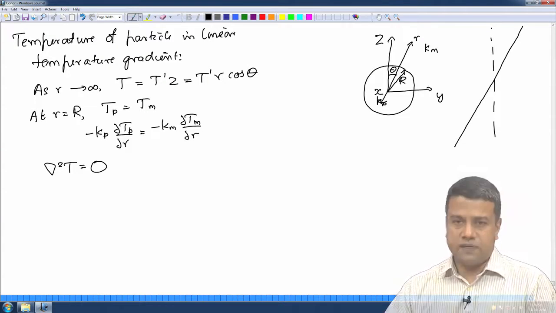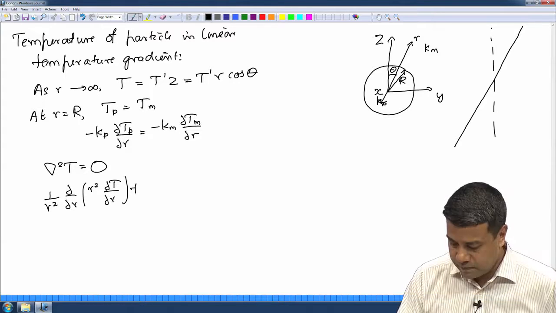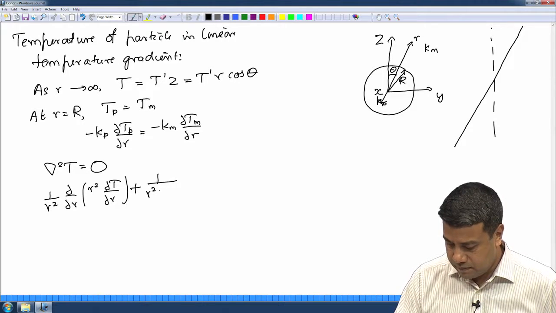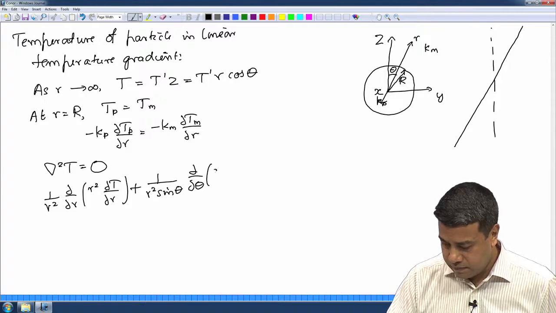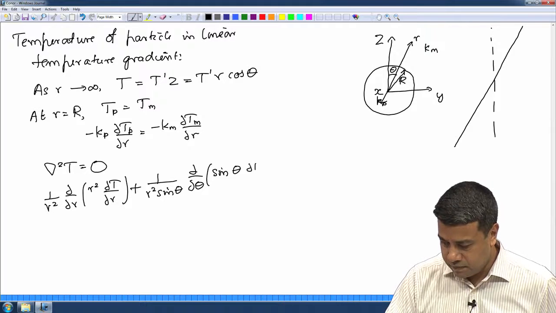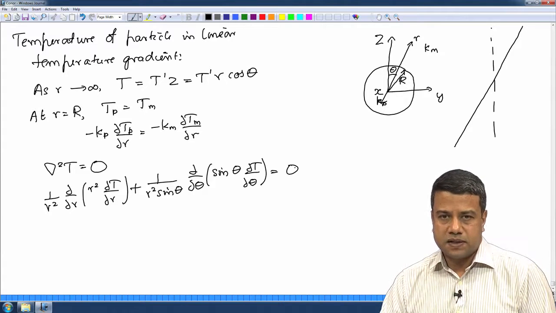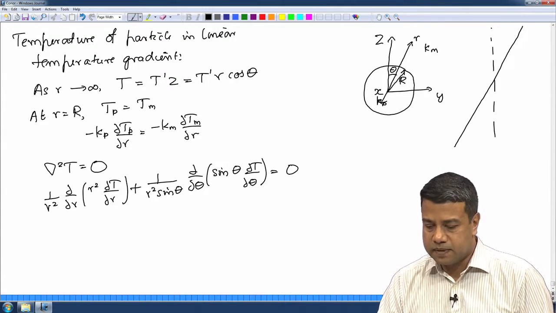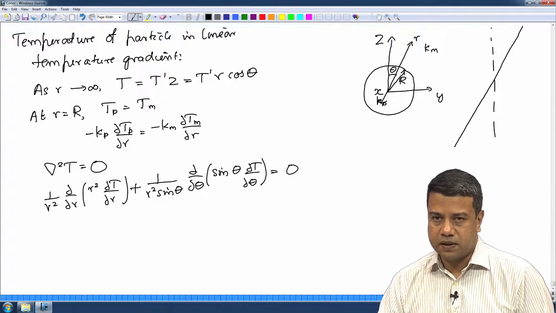Spherical coordinate system is more convenient in this case, because the sphere itself has spherical symmetry. So, in that case, my conservation equation will be as follows. This is the conservation equation that we have to solve subject to these boundary conditions to find out the temperature within the particle.